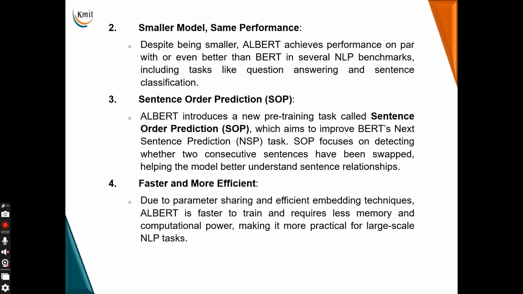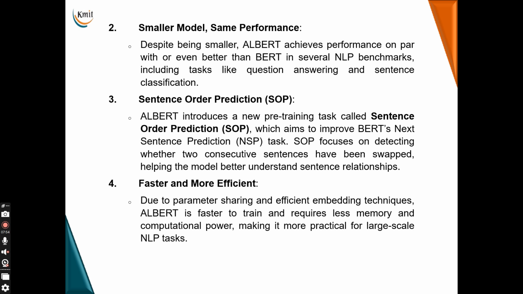Smaller model and same performance: even though ALBERT is very small compared to BERT, it tries to achieve performance on par with BERT whenever it is performing NLP related tasks. Sentence order prediction: ALBERT introduces one more pre-training task called sentence order prediction, which tries to improve BERT's next sentence prediction. This focuses on detecting, when two sentences are given and their order is swapped, which should come first and which should come next.